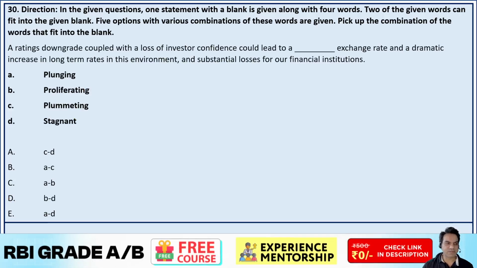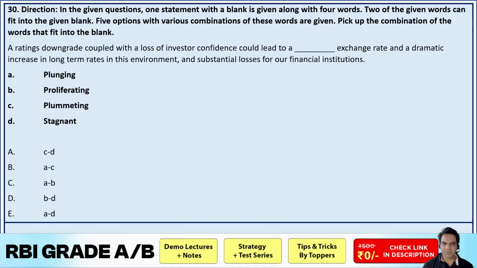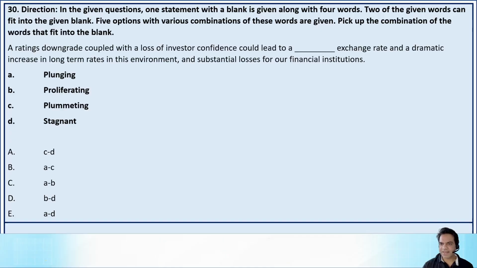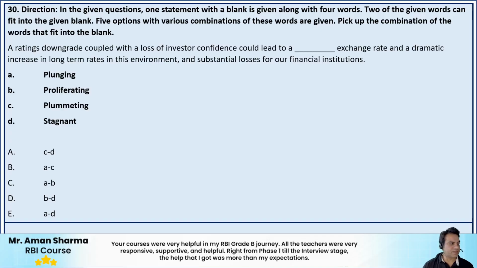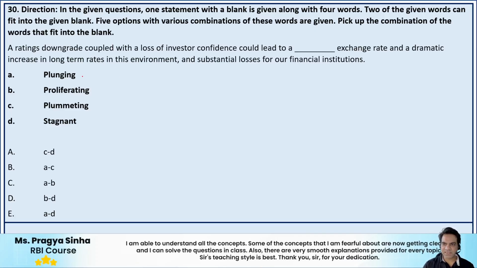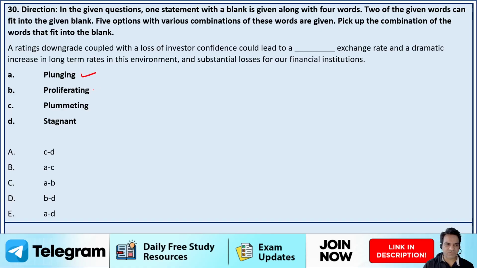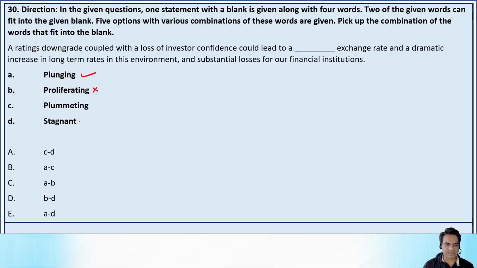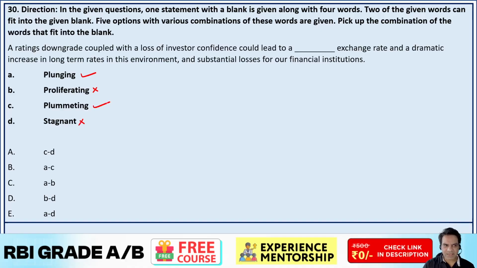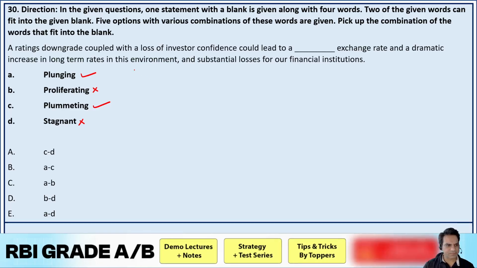And the last question for this paper, guys. Again, we have to find the pair of words. Ratings downgrade coupled with a loss of investor confidence could lead to a dash exchange rate and a dramatic increase in the long-term rates in this environment and substantial losses for our financial institutions. So, plunging exchange rate, proliferating exchange rate, plummeting, stagnant. Plunging is falling, proliferating is spreading, not correct. Stagnant is which stays at a place, but plummeting is which keeps on falling continuously. So plunging and plummeting are the correct words, A with C, option B is your correct answer.